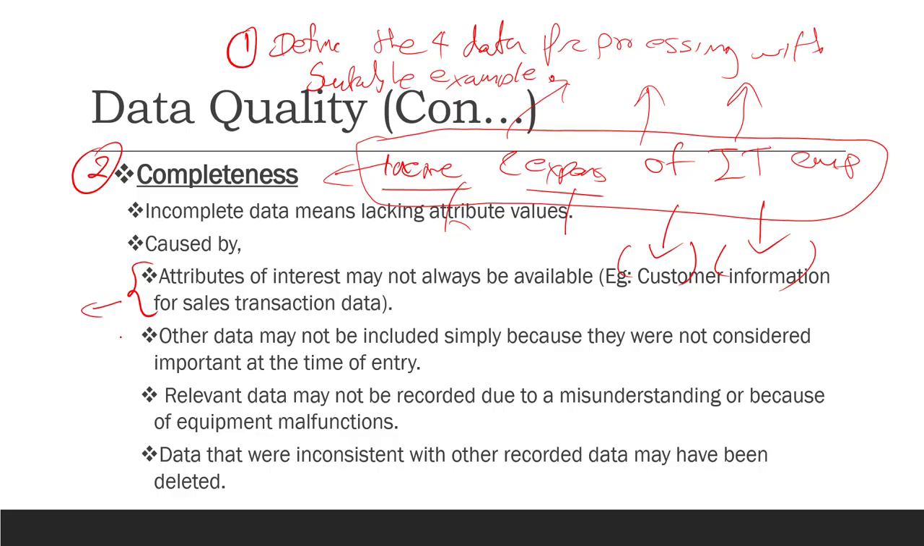The next thing: the data may not be included simply because it's not considered. This is also related to the previous example, right? If you are doing research, you need some specific parameters. The previous data set was collected for different purposes, so they did not consider all the parameters you want. They collected the data for their purposes, their context.